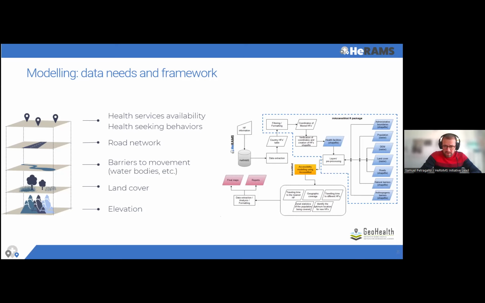So we work with the colleagues from the GeoHealth group at the University of Geneva in understanding how we could basically feed those models with the HIRAMS data, the kinds of standards we've developed with HIRAMS. How can those be reused as efficiently as possible in terms of the modeling? And there's a small descriptive here on the right, which is the framework that we've developed to support this work.